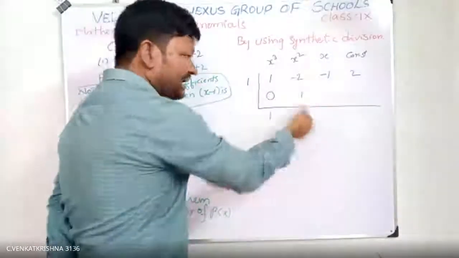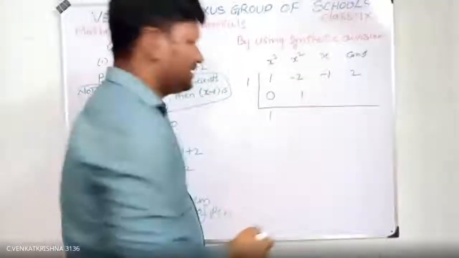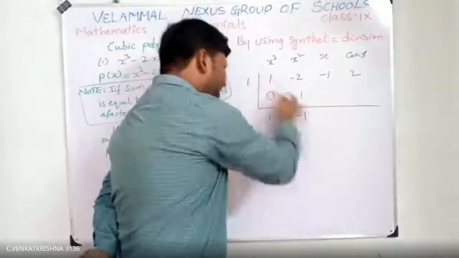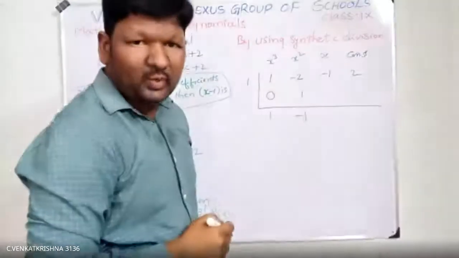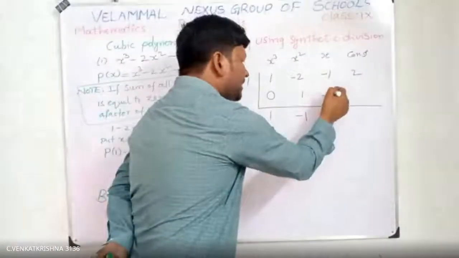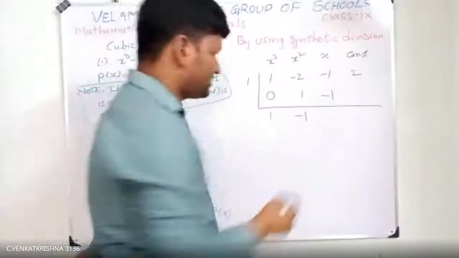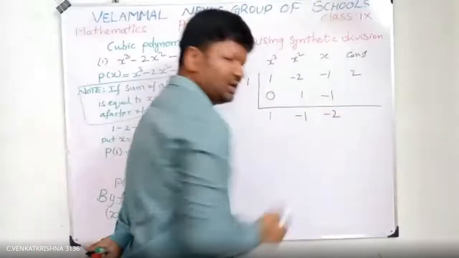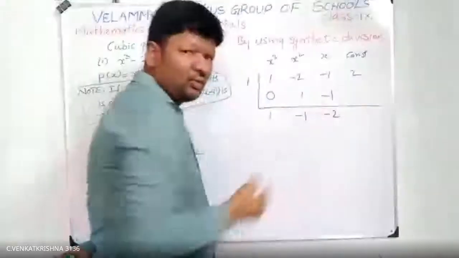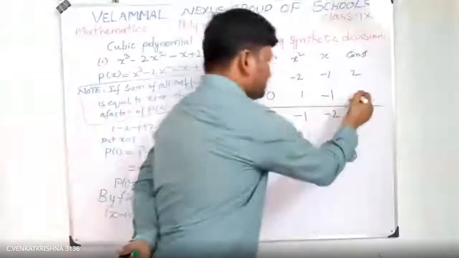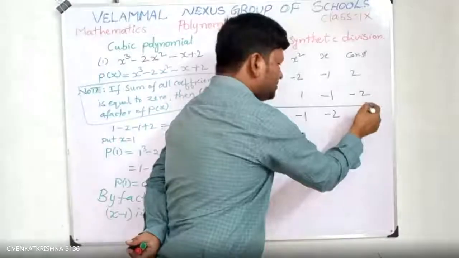Then add -2 plus 1, that is -1. Then multiply these two: 1 into -1 is -1. Now add these two numbers: -1, -1 is -2. Then multiply these two: 1 into -2 is -2. Now 2 minus 2 is 0.